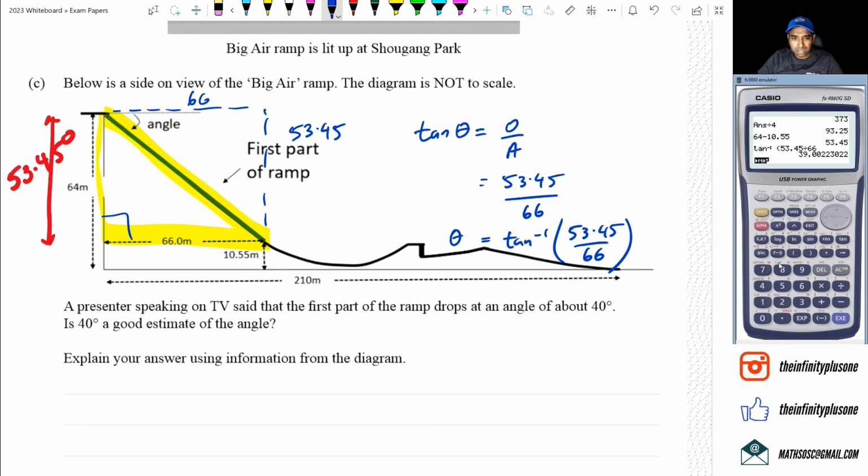So explain your answer from the diagram. Yeah, so I would probably go with I agree, because 53 degrees is kind of small compared to 66, and so it forms not an exact isosceles triangle, but it does form something very similar to it. So I can guesstimate that it could be a 40 degree angle there. All right, so let's go to the next question.